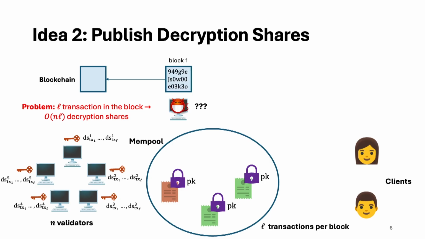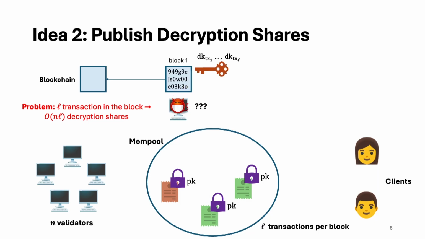Now you already see the problem here. There are L transactions in the block, and there are N validators, and each validator has to publish a decryption share for each transaction. That makes the communication complexity N times L. This is quite large, but if you brush this issue aside, this idea actually works. You can combine these decryption shares for each transaction, obtain a decryption key for each transaction, and decrypt each transaction. These decryption keys don't work on any other transaction outside the block, so we don't have any privacy issue for the pending transactions.